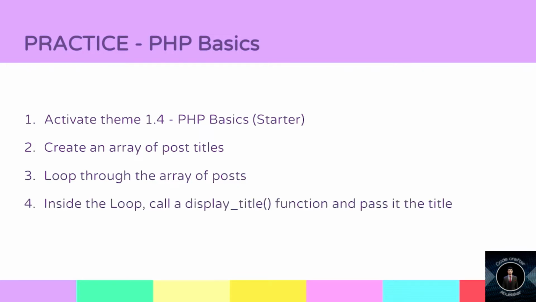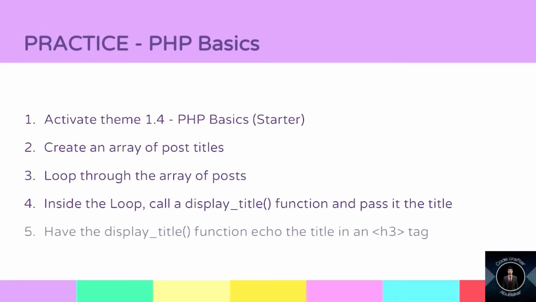And then inside of that loop, call a display title function that you're going to write and pass it in the title of that post. Then that display title function will echo out the title onto the page wrapped inside an H3 tag. So again, you're going to create some post titles and then use a loop and a function to go through each one and display it to the page. So go ahead and pause here, give this a try on your own, and then after you do that, come back and I'll show you how I went through this.